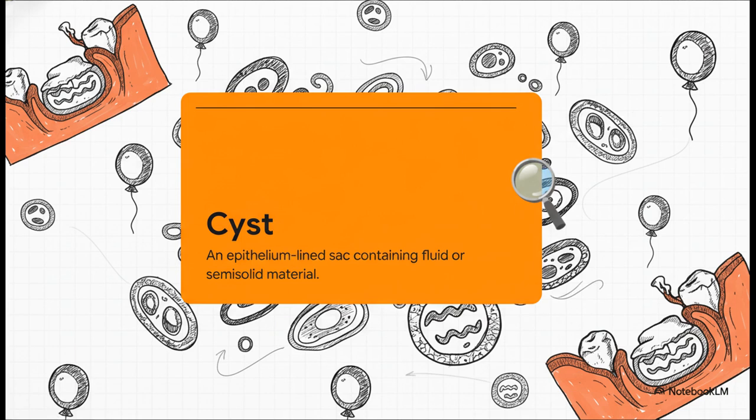A true cyst is an epithelium-lined sac. Got it? Think of it like a tiny, perfectly contained balloon inside the jaw, filled with some kind of fluid. That lining, that epithelial lining, is the key. It's the calling card that tells a pathologist, yep, this is a true cyst.